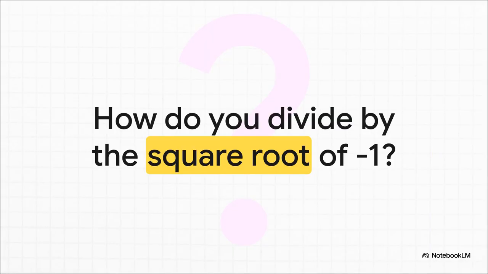So, the big question for today is this. How on earth do you divide by the square root of -1? I mean, how do you divide by i? Or really, any number that has an i on it? It's kind of like trying to divide by a ghost, right? You can add them, subtract them, you could even multiply them, but division? Oh, that is a whole different ballgame.